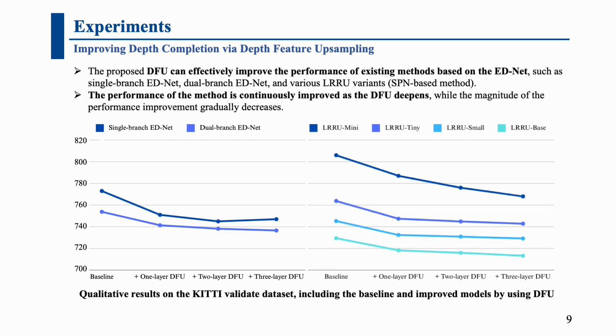The experimental results show that the proposed DFU can effectively improve the performance of existing methods based on the EDNET, such as single-branch EDNET, dual-branch EDNET, and various LRU variants. In addition, the performance of the method is continuously improved as the DFU deepens, while the magnitude of the performance improvement gradually decreases.